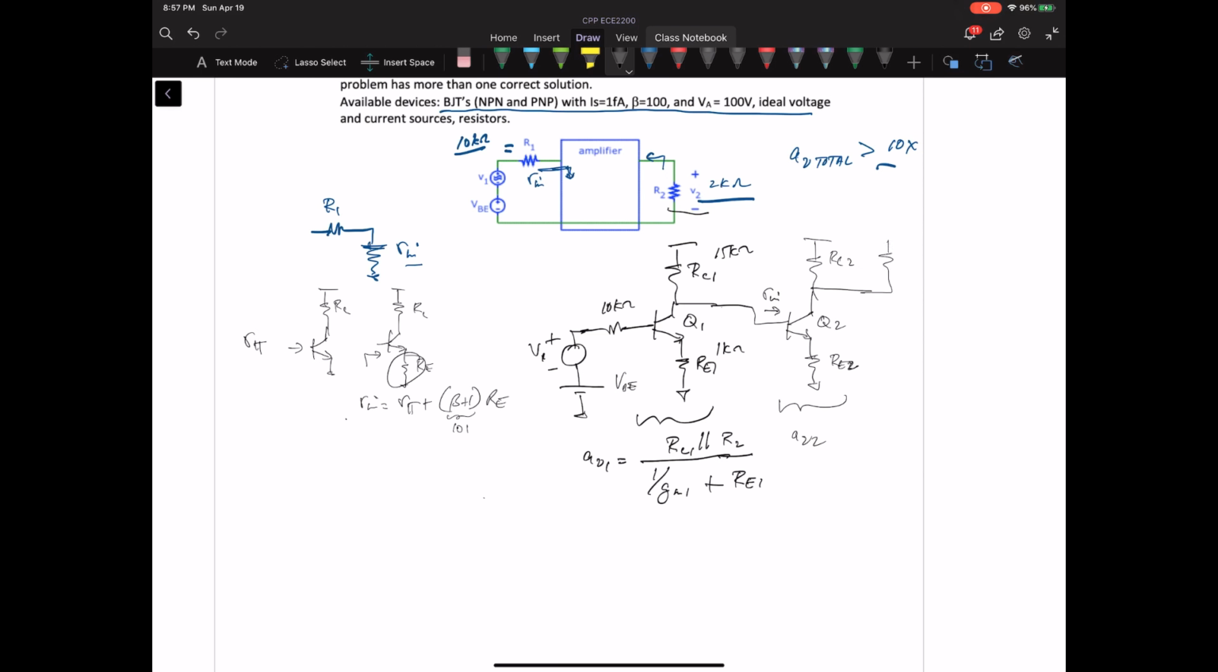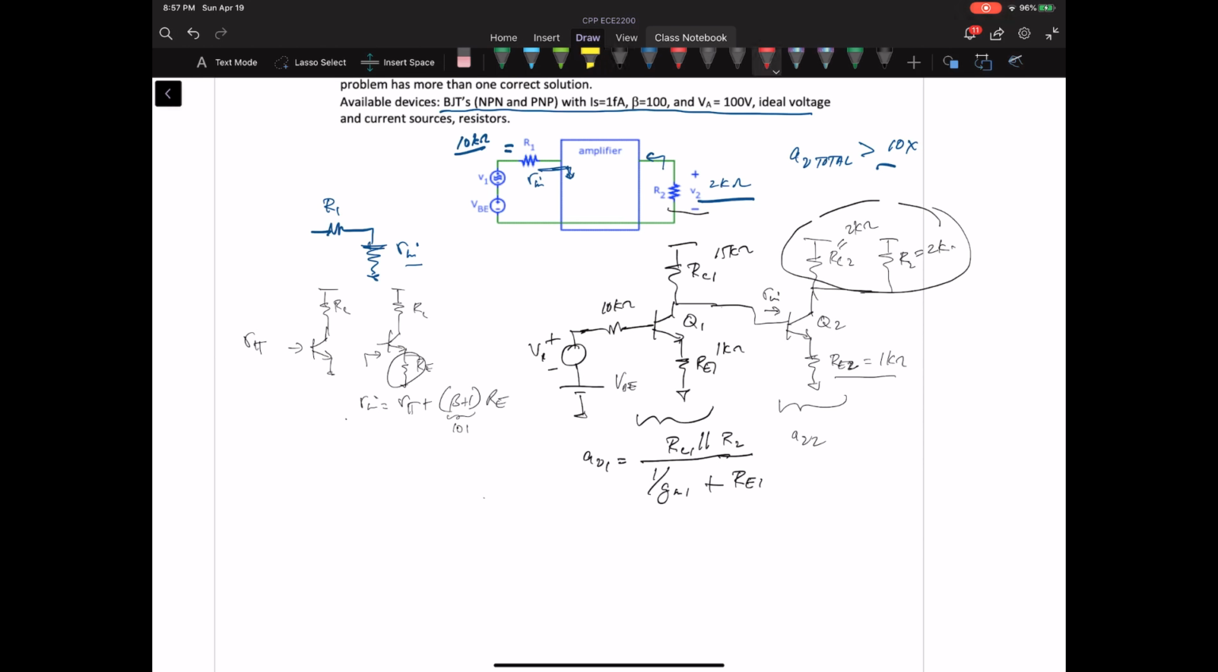And so this guy is driving this guy, the R2. Let's say I pick RC2 of 2k ohm, and R2 is given as 2k ohm for us, and I'm going to make RE2, say, 1k ohm. So these two guys in parallel are 1 kilo ohm. This is 1 kilo ohm.